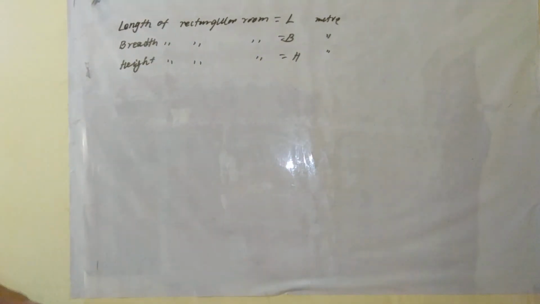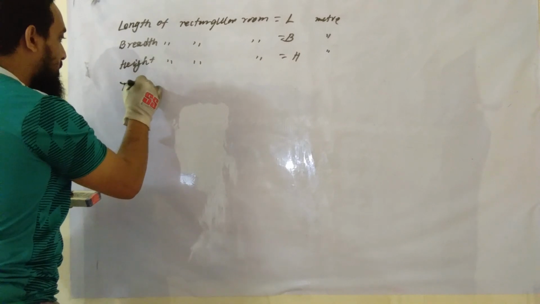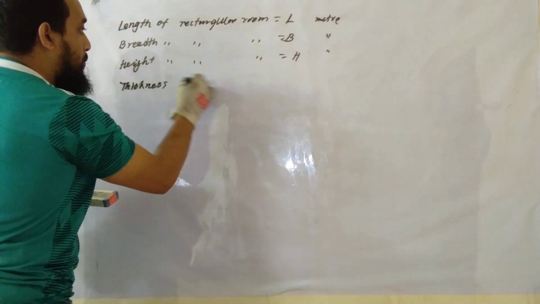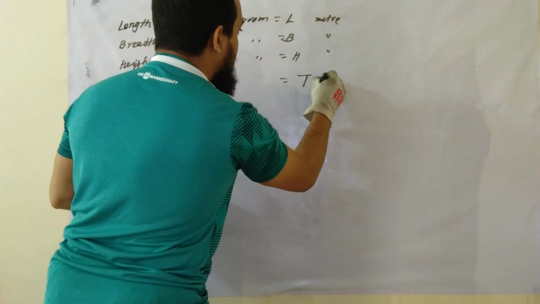But look here, there is something else here. If you have a closer look, this portion is the room, right? So this is the room surface. So this is the thickness of the wall, and the thickness is uniform. Uniform means in all sides, in everywhere the thickness is equal. So if we consider the thickness, let thickness of wall is equal to T meter.